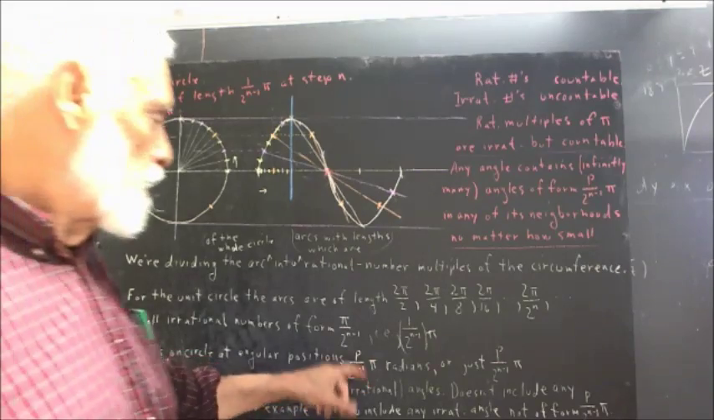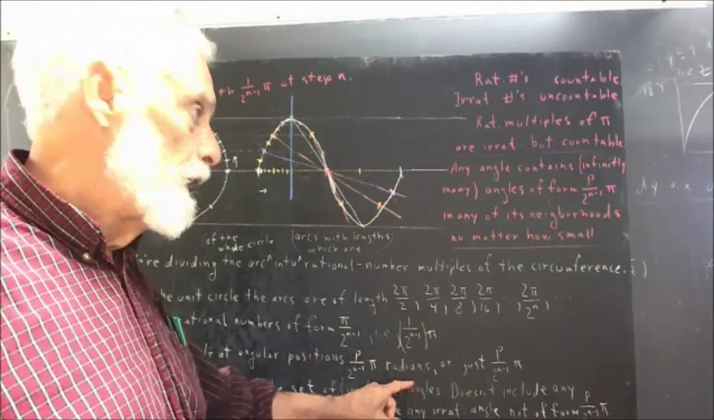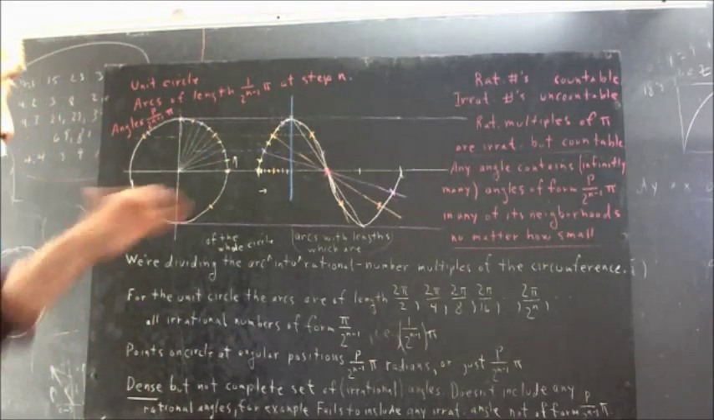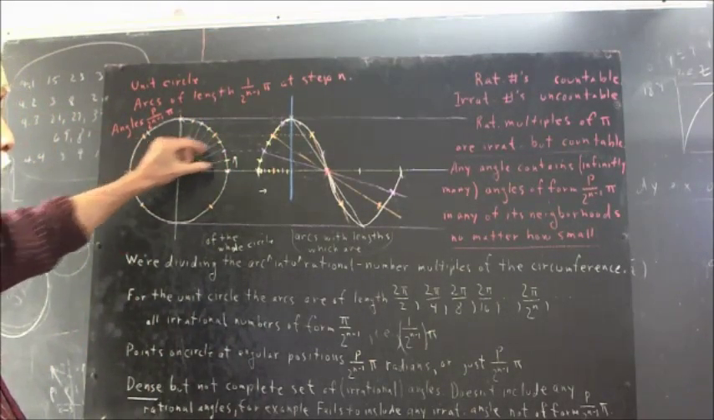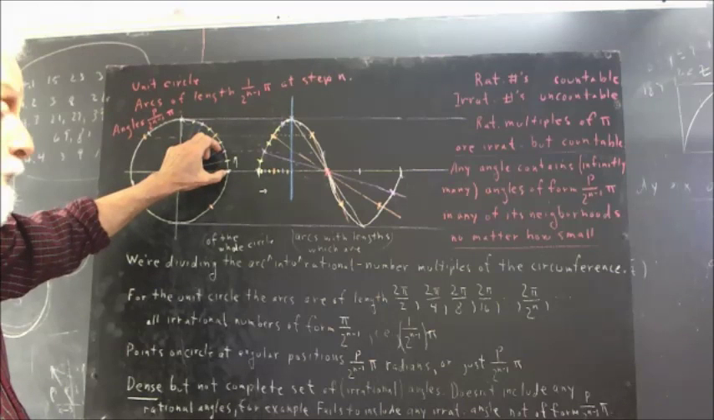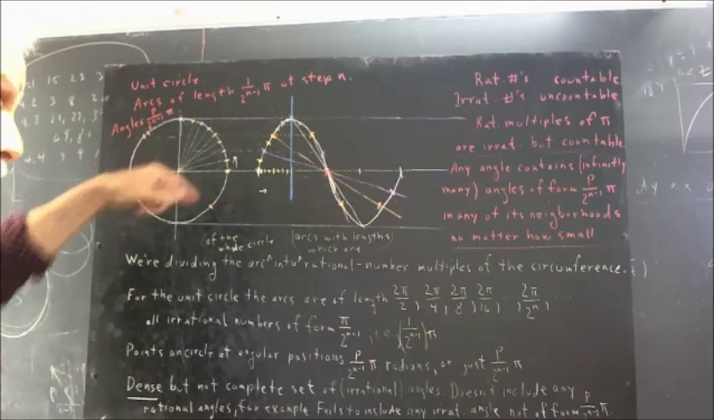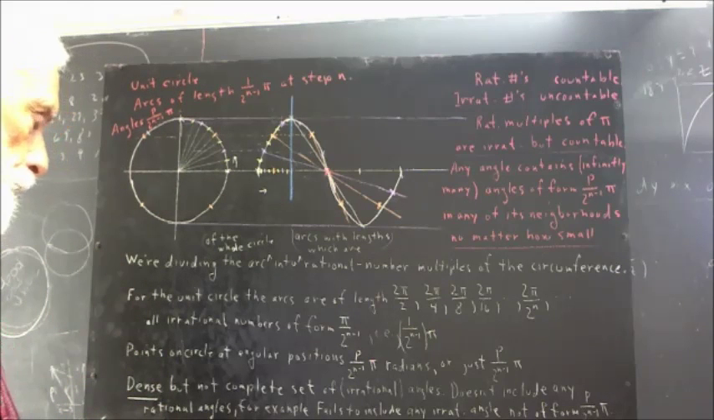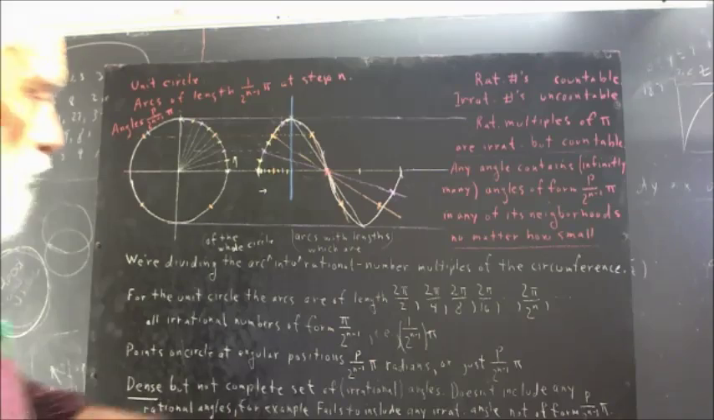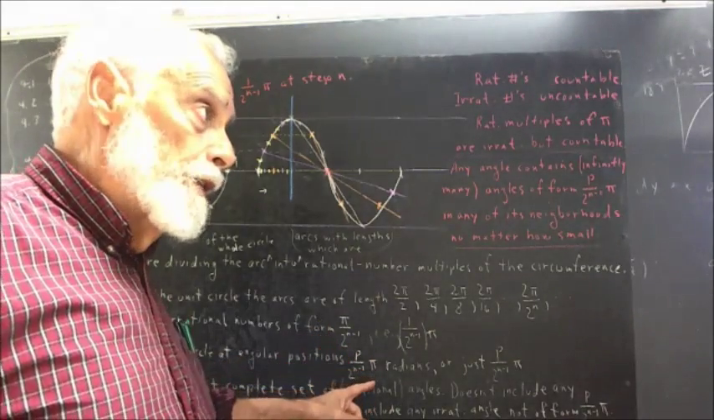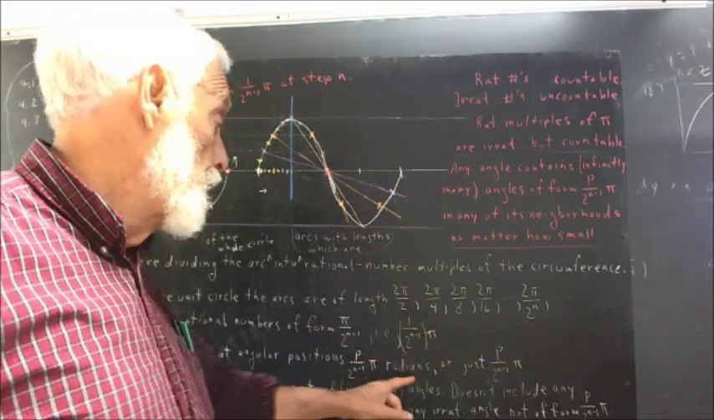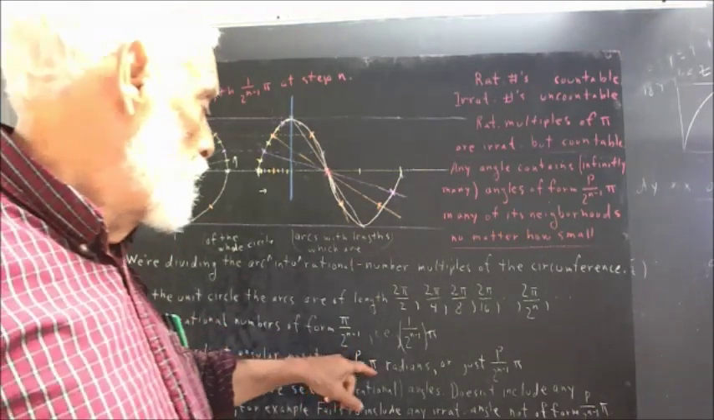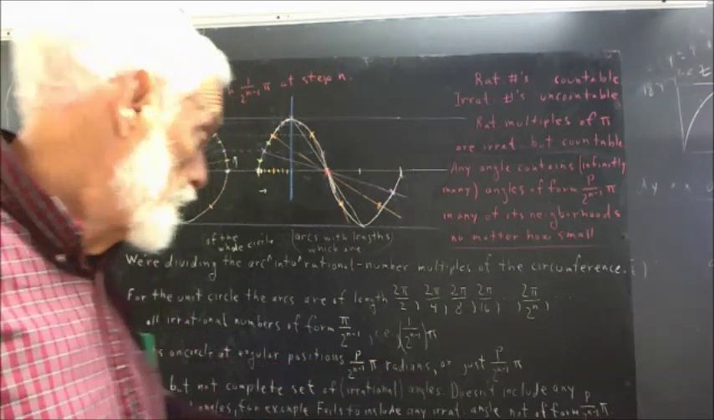Now, I say the angular positions are p over 2 to the n minus 1 pi radians. Why do I say radians? Well, the radian measure of an angle is just the arc distance corresponding to that angle on a unit circle. That's one possible definition of the radian. So that is the arc distance on a unit circle, and that's also the radian measure of the corresponding angle. So we can say p over 2 to the n minus 1 pi radians.